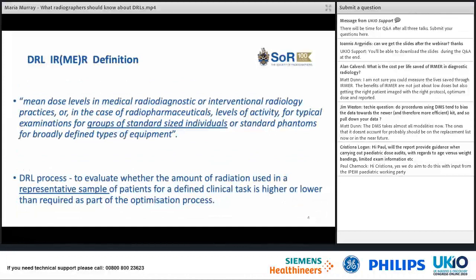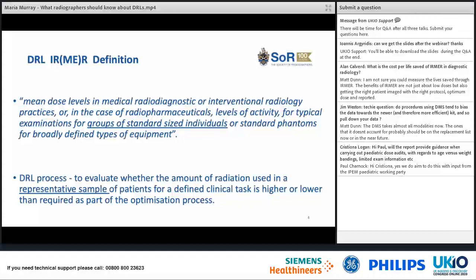So the DRL definition within IRMER is the mean dose levels over certain examinations in diagnostic and interventional radiology, or indeed it's about radiopharmaceuticals in nuclear medicine and their level of activity. It's important to note that these are for groups of standard sized individuals, okay? So there should be a local DRL review process. And if you don't know that for your department, find out.